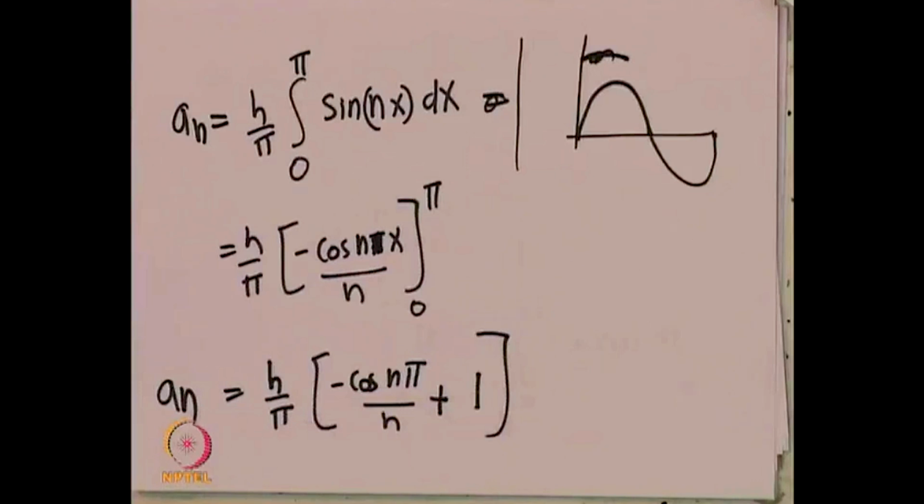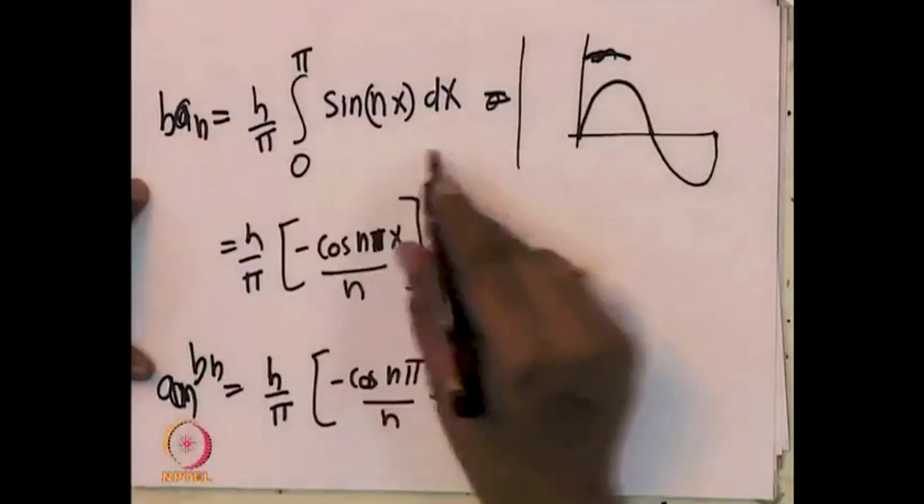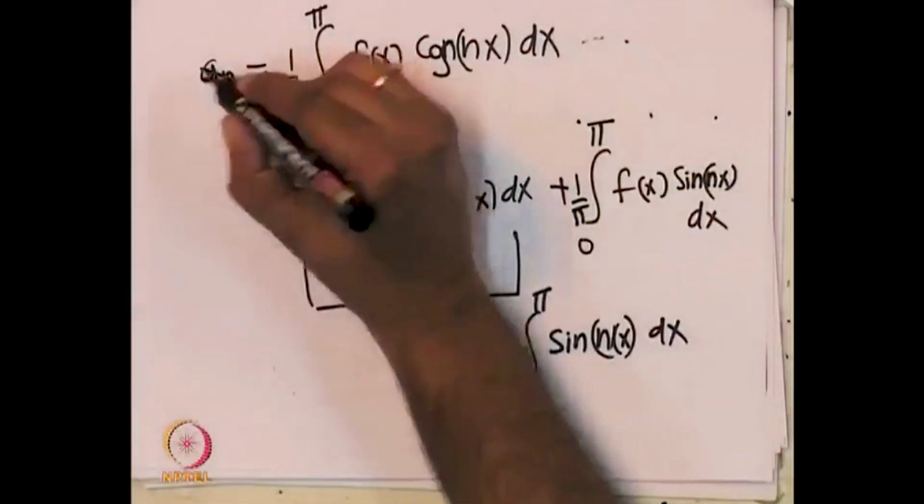So, let us look at what answer we get here. What I wrote here is 1 over pi, 0 to pi, h cos n x dx. Sorry, this is b n. Sorry, what I got here is b n, because the sine definition is actually for b n. So, this is actually b n.